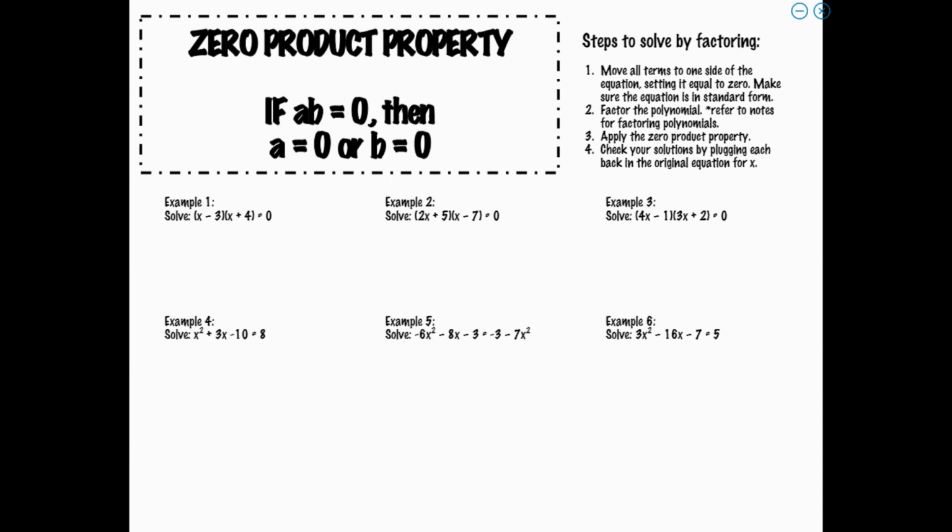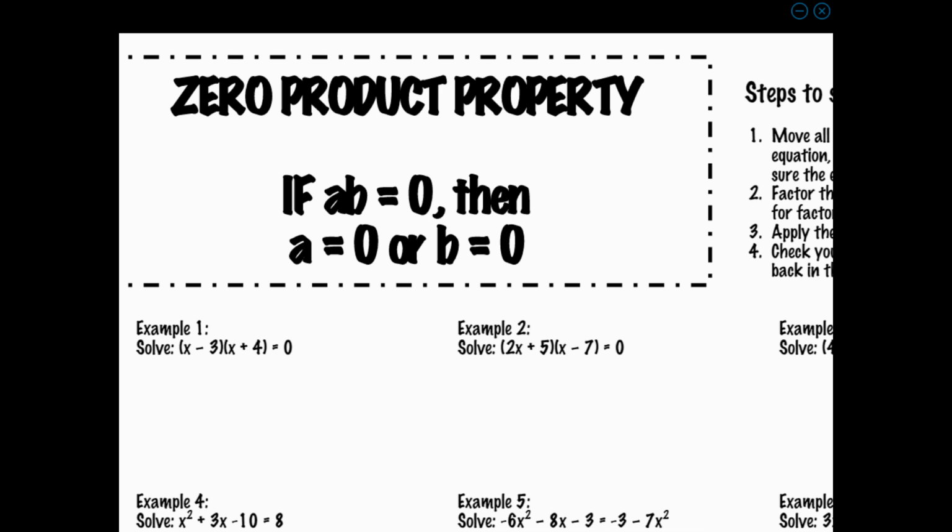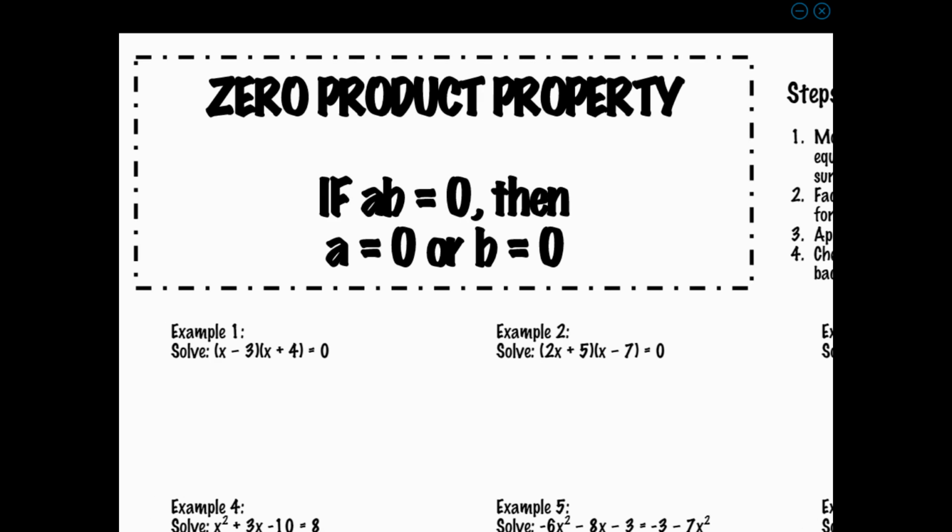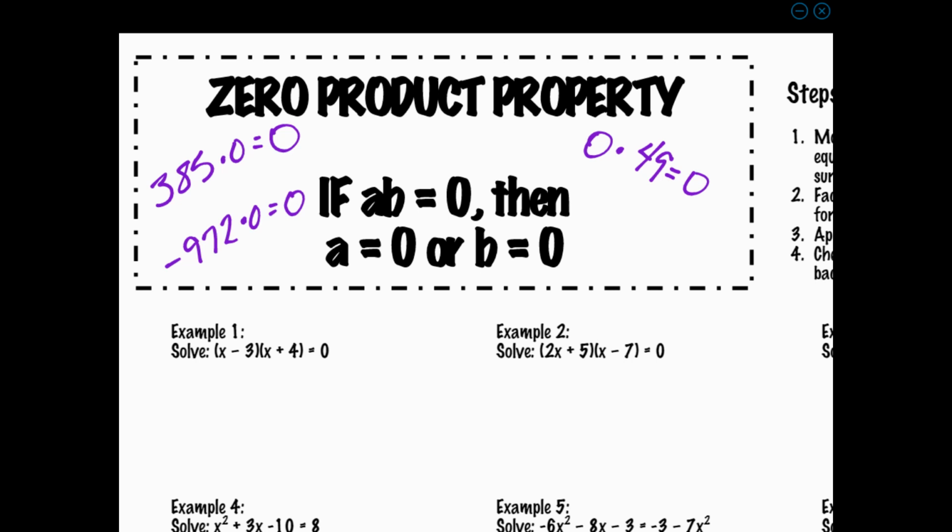So inside of our foldable, we have what's called the zero product property. The zero product property is a property that you are all familiar with. It's probably one of the only properties sometimes that everybody knows. I don't have to worry about somebody coming up to Algebra 1 and not knowing that if I ask them what 385 times 0 is, what does that equal? 0. If I ask what negative 972 times 0 is, what does it equal? 0. Well, what if my zero's first? What if I do 0 times 49? 0. That's what the zero product property is.